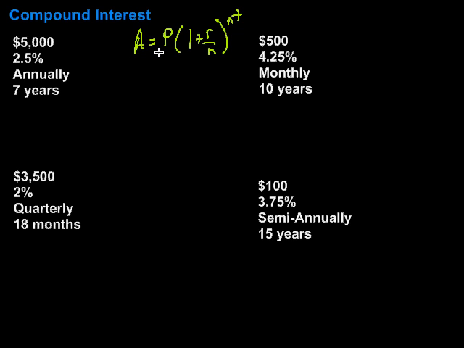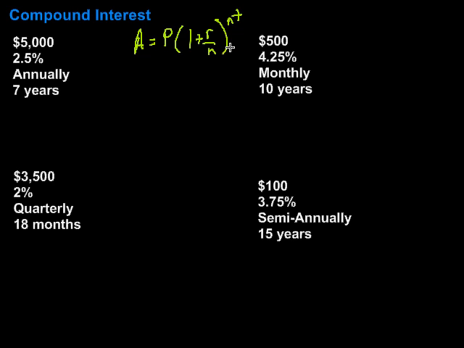A is the amount that we're going to end up with after the given time frame and rate and the investment. P is the principal, that's how much we're going to invest. R is our interest rate as a decimal. Make sure you change that to a decimal. N is the number of times the interest is compounded per year. And again, up here is the same thing. So the number of times per year the interest is compounded. And then T is the amount of time in years.